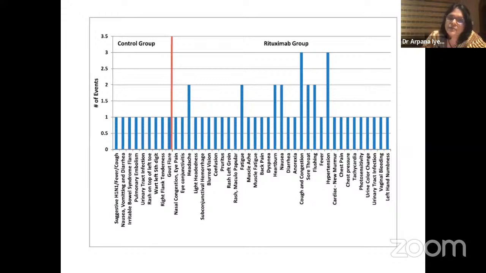So for example, what was the time of occurrence of these adverse effects? Was it after the first dose of rituximab? Was it after the 6-month dose? What was the duration of events? If somebody had hypertension or headache or nausea or cough and congestion, how long did it last? What was the severity of these adverse events? Was there a statistical difference between the adverse events reported between the arms?